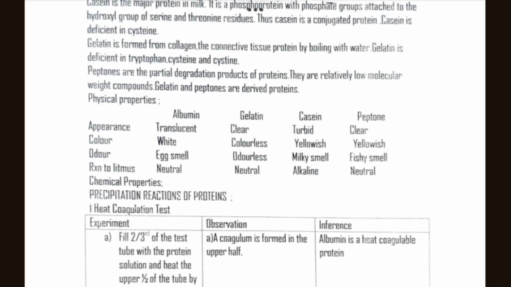Peptones are the partial degradation products of proteins. They are relatively low molecular weight compounds. Gelatin and peptones are derived proteins.